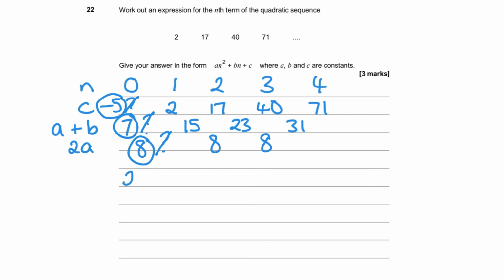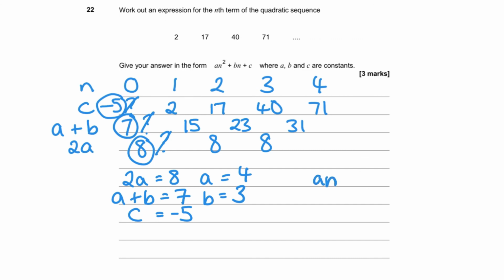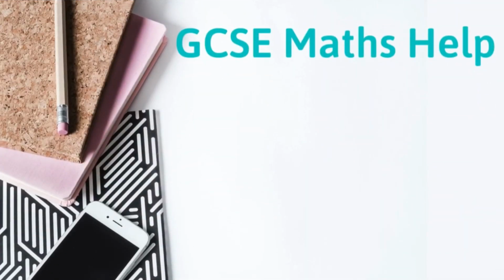So we can say 2A is equal to 8, so A must equal 4. A plus B is equal to 7. But if A is 4, then B must be equal to 3, and our C value is the -5, the first number in that row. So the expression for the nth term is an squared plus bn plus c, and we can pop in our values now. So we've got 4n squared plus 3n minus 5 is the expression for the nth term of this sequence.